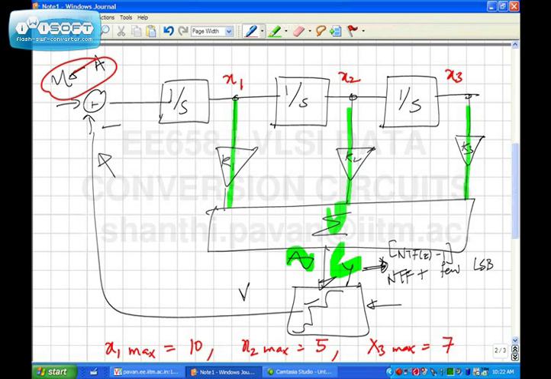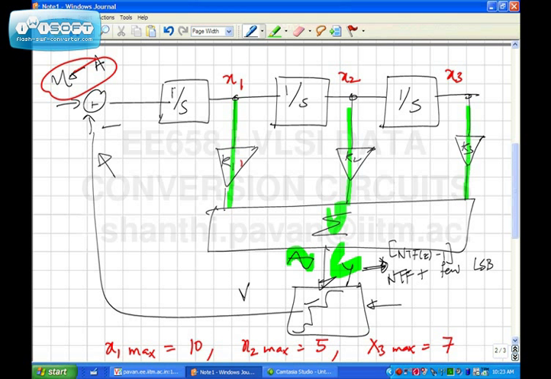For instance, if this was, say, 10 by s and this was k1 by 10, it's possible to have any number of loop filters which have the same transfer function, right? And even though you have a multi-bit quantizer, the maxima also depend on the noise transfer function. It's not just simply the LSB error that you add, but this goes through the loop and gets amplified.